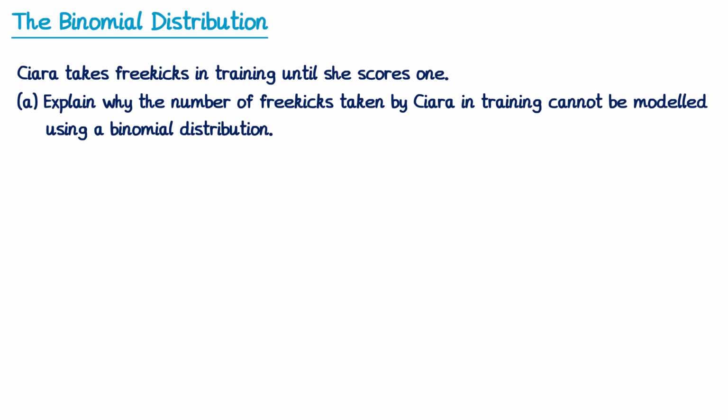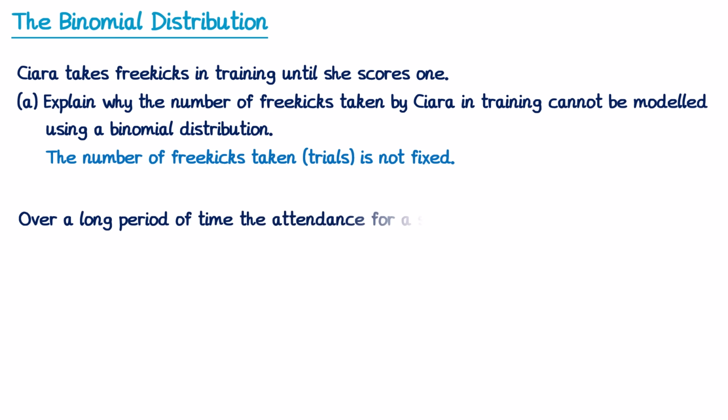Well, one of the requirements for the binomial distribution was a fixed number of trials. Kira is going to take free kicks until she scores 1. So she might take 1 free kick, she might take 10, we don't know, it really depends on how good she is at scoring free kicks. So for this one, we can't use the binomial distribution because it's not a fixed number of trials, so that's exactly what we say. The number of free kicks taken, the number of trials, is not fixed.